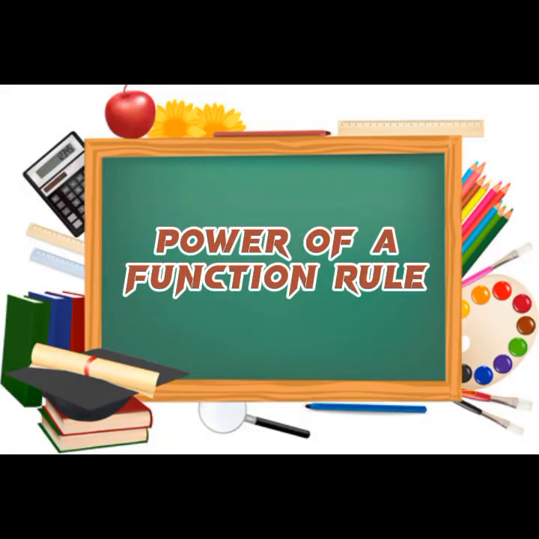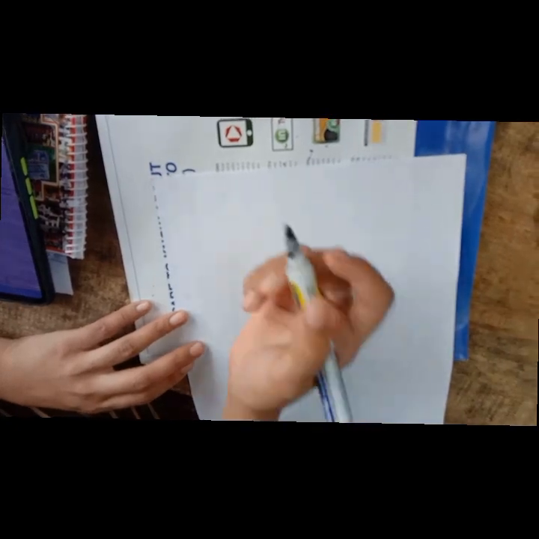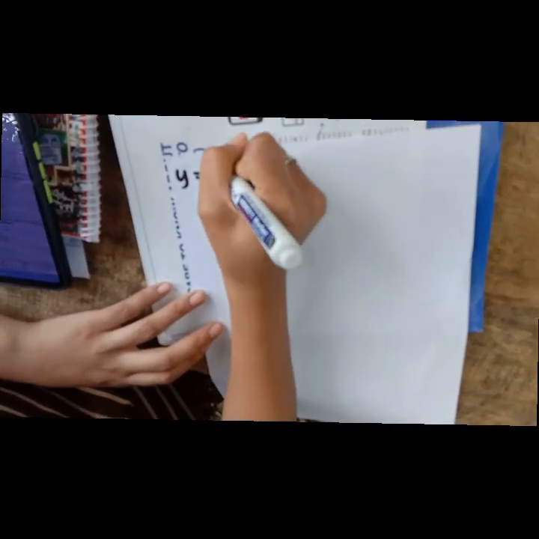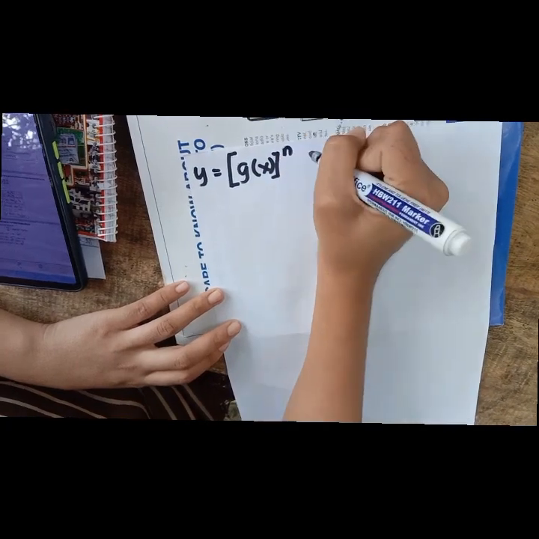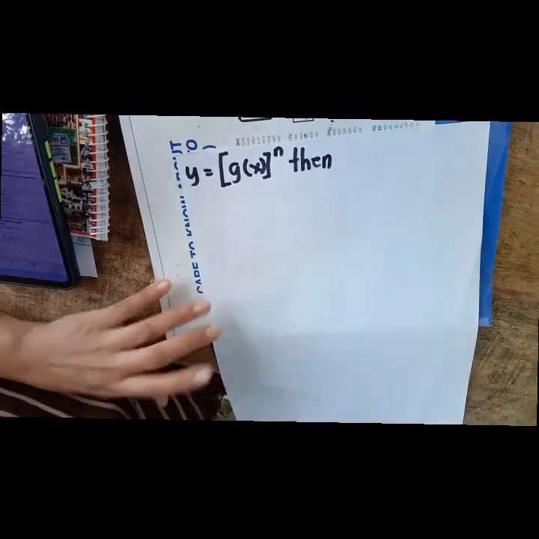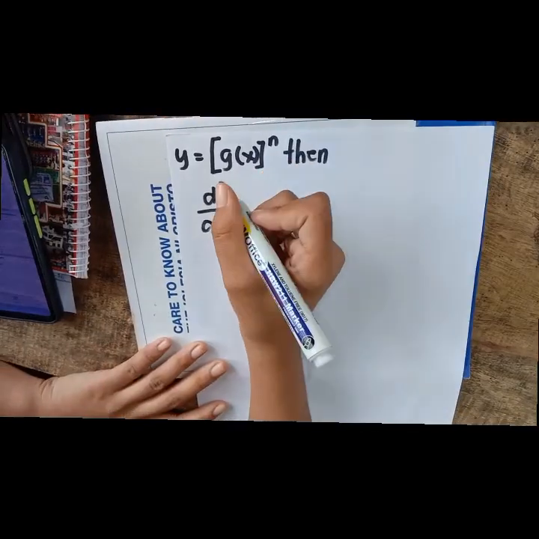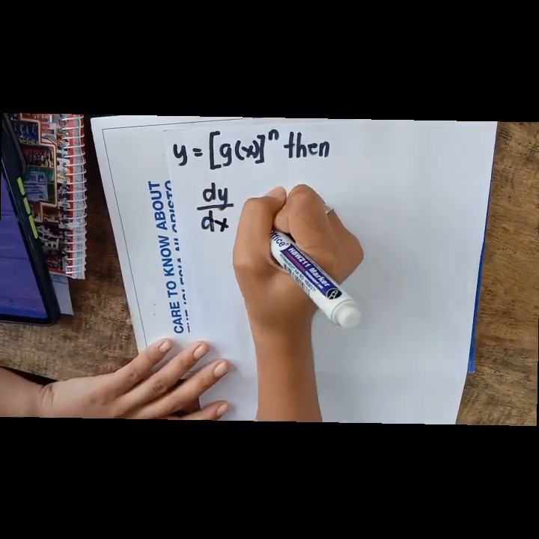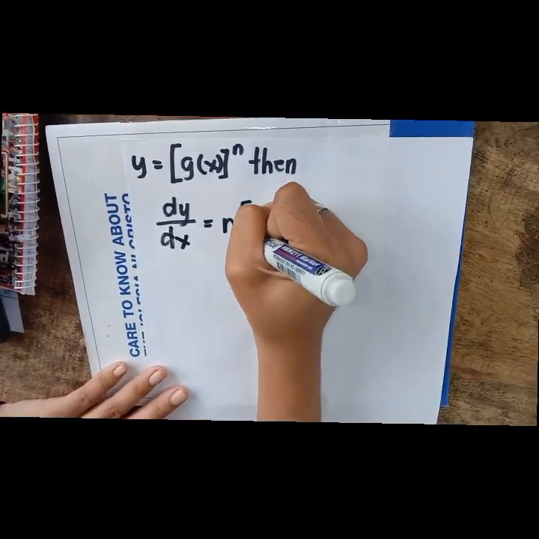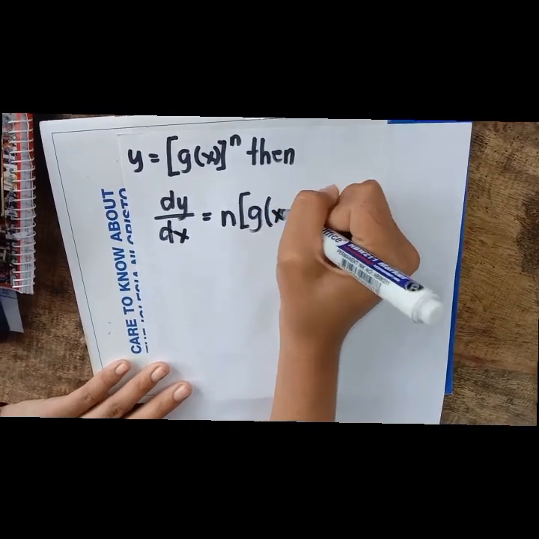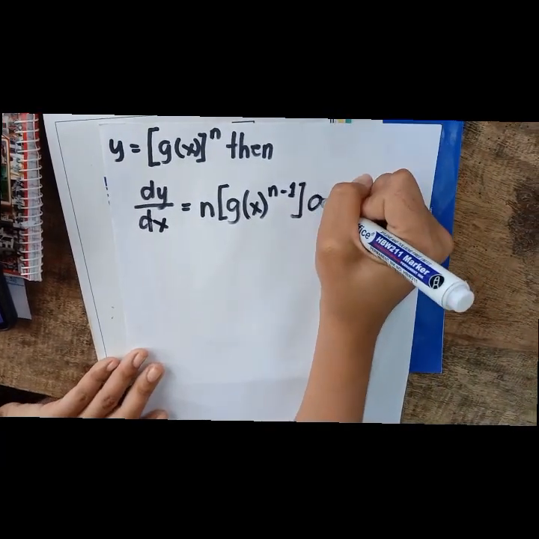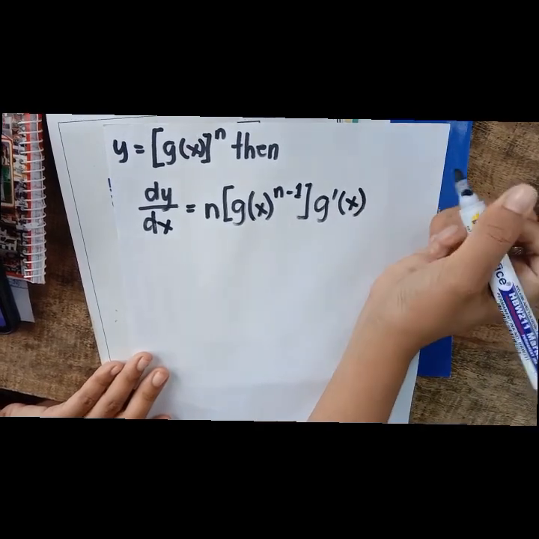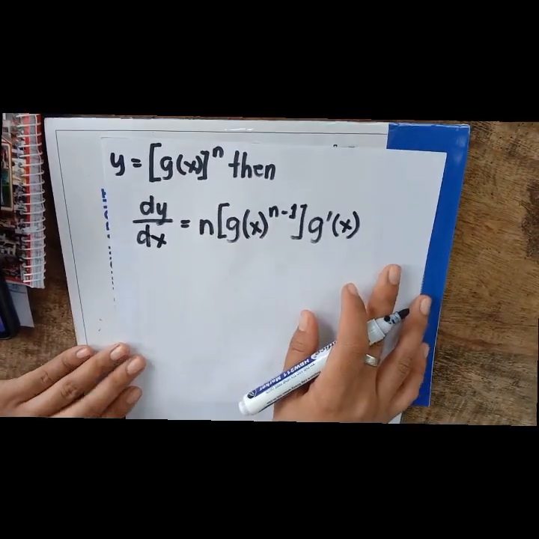Last is the power of a function rule. For the power of a function rule, if n is a real number and y is equal to g of x raised to n, then dy over dx is equal to n, the quantity of g of x raised to n minus 1 times g prime of x. So, to better understand, let us have an example.